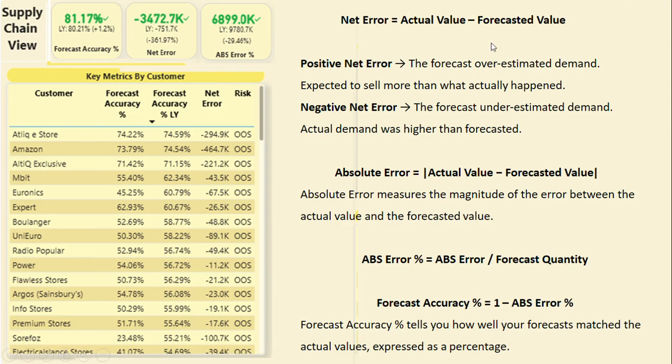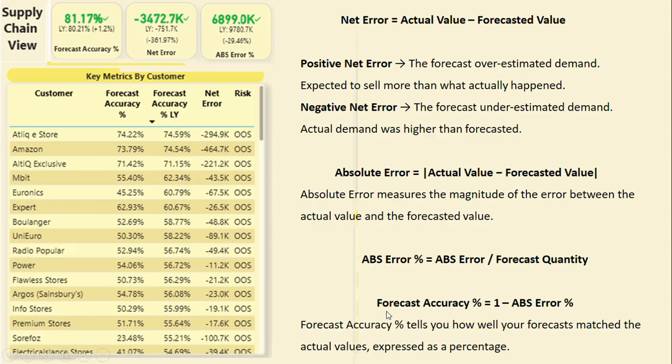So here I have calculated the net error, which is the actual value minus the forecasted value. I have the data forecast of 2022, and from that I have tried to calculate the net error. If net error is positive, then we have overestimated the demand. If it is negative, we have underestimated demand. Whereas the absolute error doesn't measure the direction, but it measures the magnitude of the error, like how far off our predictions are.